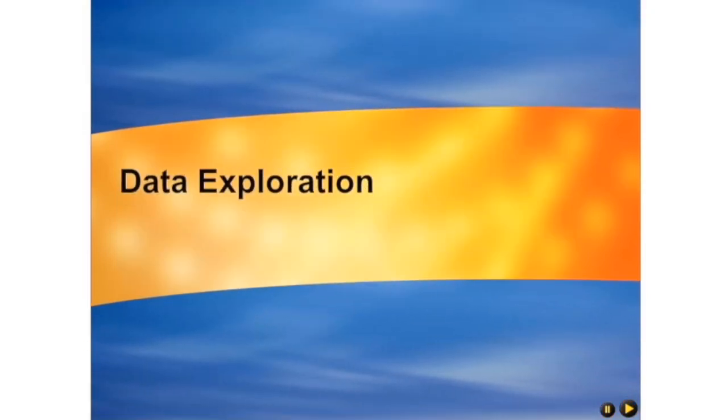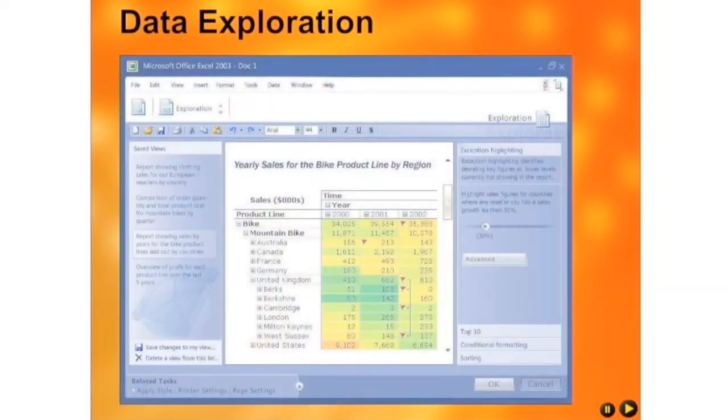Improved conditional formatting and exception highlighting will allow you to spot trends and find exceptions, which are often difficult to identify in large data sets. In this example, what cities had sales growth of less than 30%? With exception highlighting, the answers are flagged. It's also easy to adjust what you consider an exception.